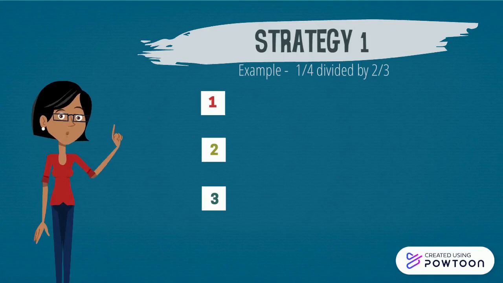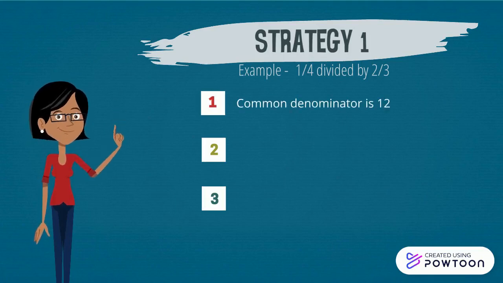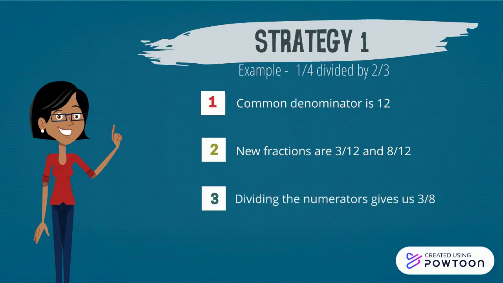So going back to our example of 1/4 divided by 2/3, step 1 is to notice that the common denominator is 12. Then we write the new fractions as 3/12 and 8/12 respectively. And then we divide the numerators, which gives us 3/8.